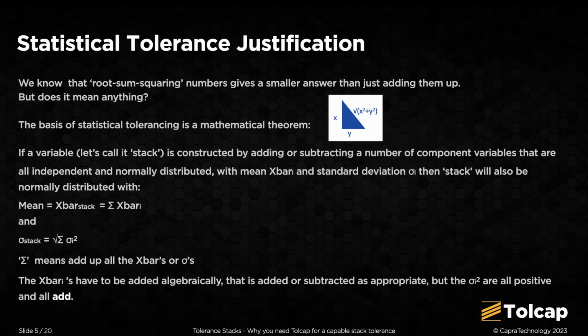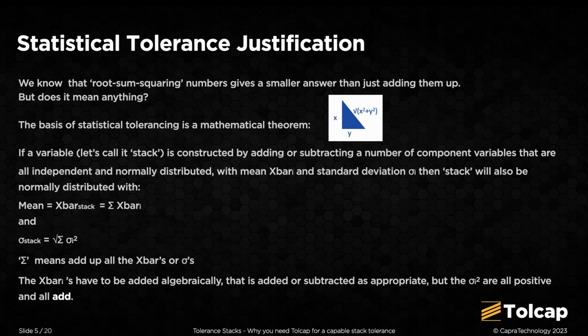We know that root sum squaring numbers gives a smaller answer than just adding them up. Pythagoras knew that. We can see it's a shorter distance along the hypotenuse of a right-angled triangle than going round the other two sides. But does this have any relevance to the situation we're in here? The basis of statistical tolerancing is, as I said, a mathematical theorem.